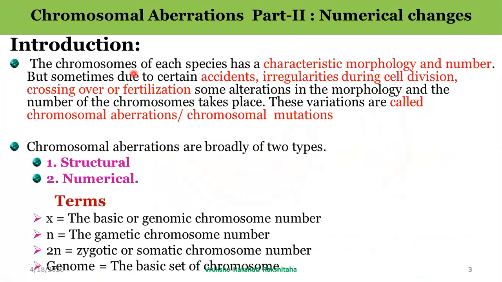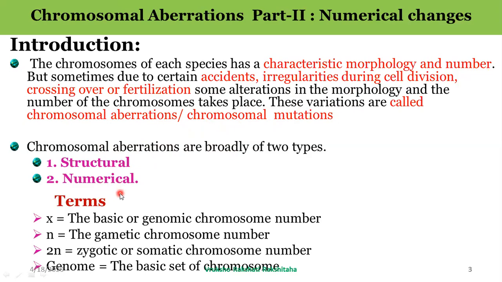The chromosomes of each species have a characteristic morphology and a characteristic number. But sometimes, due to certain accidents or irregularities during cell division, or during crossing over, or during fertilization, some alterations in the morphology as well as the number of the chromosomes take place. Such variations are called chromosomal aberrations. They are also referred to as chromosomal mutations. Now, these chromosomal aberrations are classified into two types, structural and numerical.